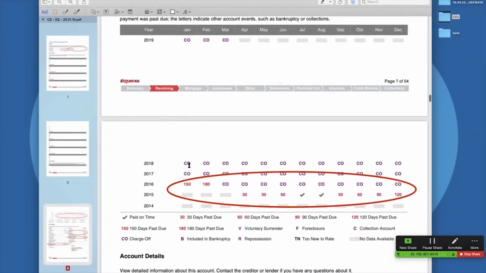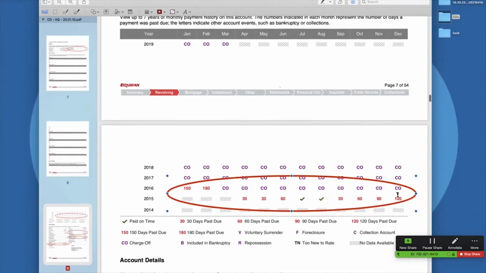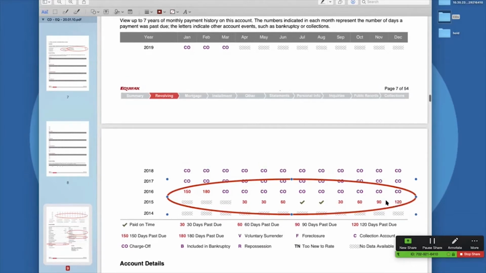All right. So take a look at this. Back in 2015, it was 30 days late. Then it became 30 days late 2 times in a row, then it was 60, then it was paid on time twice, then it was 30, and then 60, then 90, then 120 days late. Then through 2017, 2018, it was a charge-off. January, February, and March of 2019, it's a charge-off. Okay, so those are key indicators.